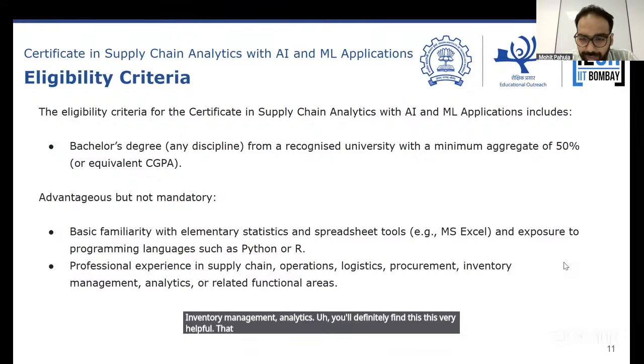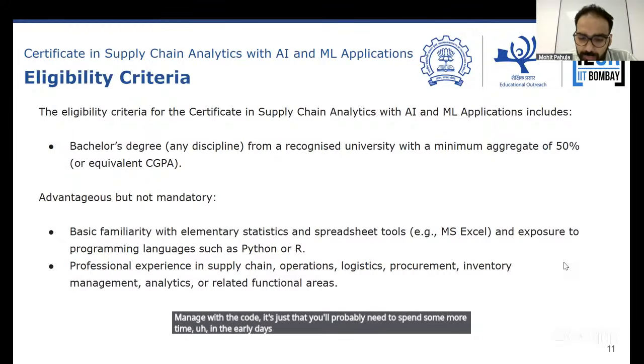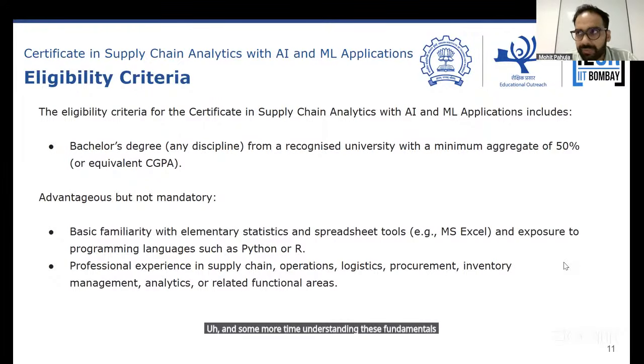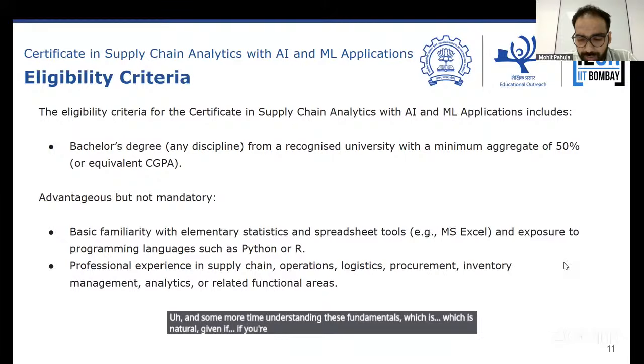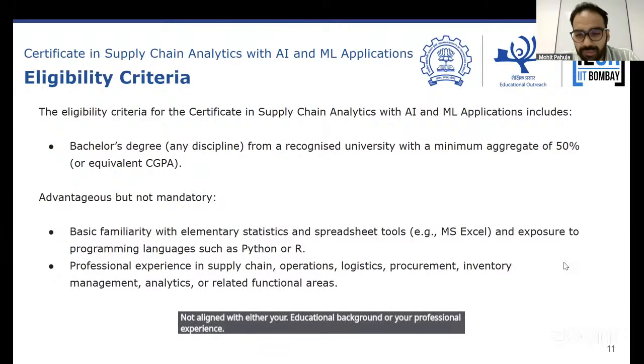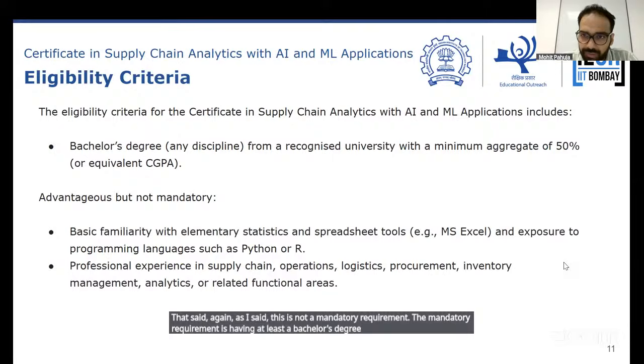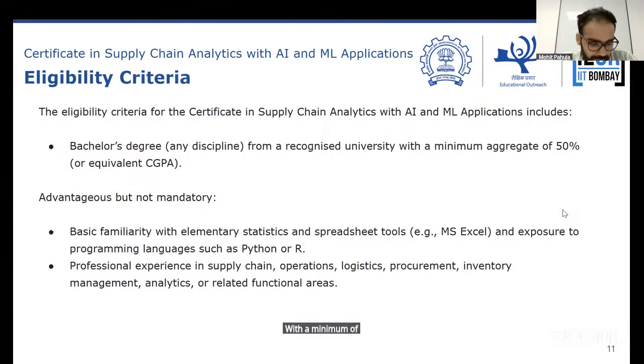That said, these are not mandatory requirements. If you don't have any of these, you'll still be able to manage with the course. It's just that you'll probably need to spend some more time in the early days to pick up some of these skills and understand the fundamentals, which is natural if you are doing something not aligned with your educational background or professional experience. You'll need to put in more effort compared to those who have a leg up. Again, the mandatory requirement is having at least a bachelor's degree from a recognized university with a minimum of 50% score.